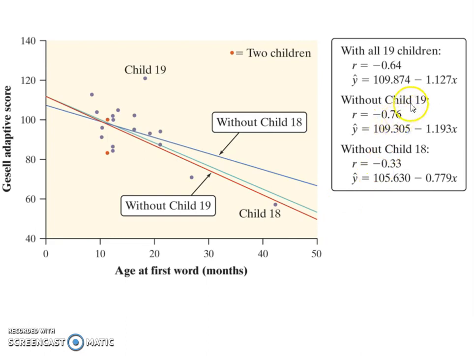When you take out 19, which is up here, it actually makes it stronger. Changes my slope. Keeps the same y-intercept, which is interesting, but it does change my slope, right? It's now a steeper slope. Okay? So just realizing how these things change.